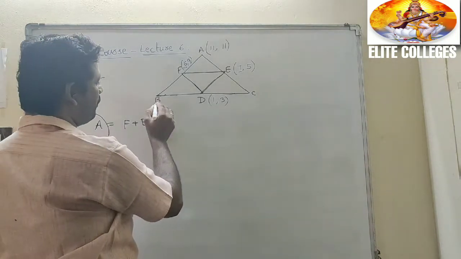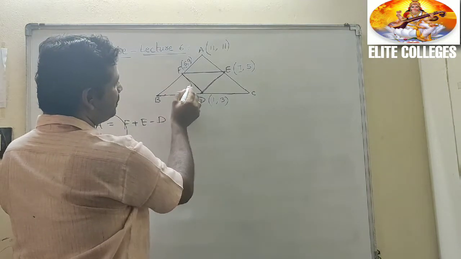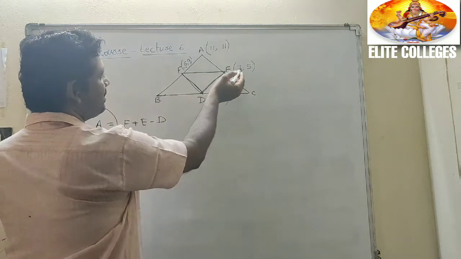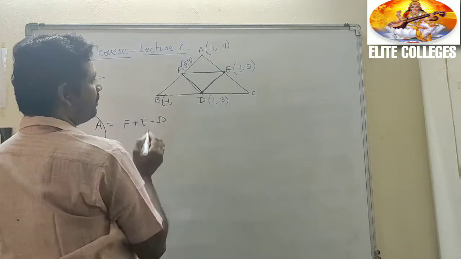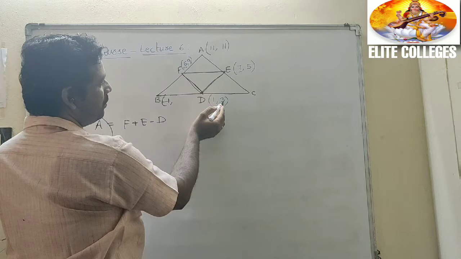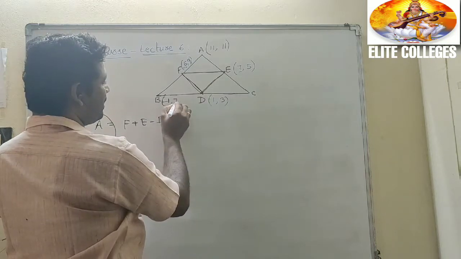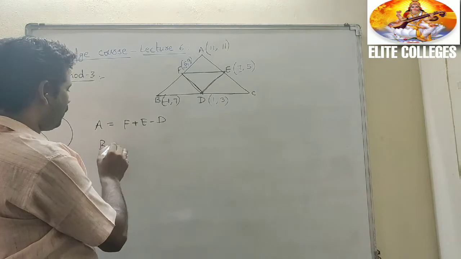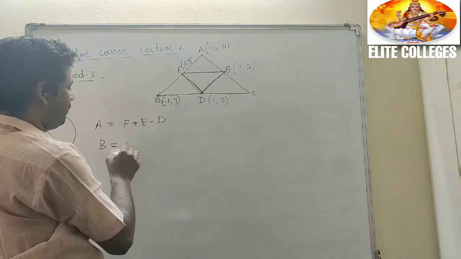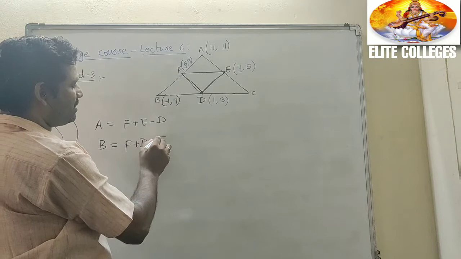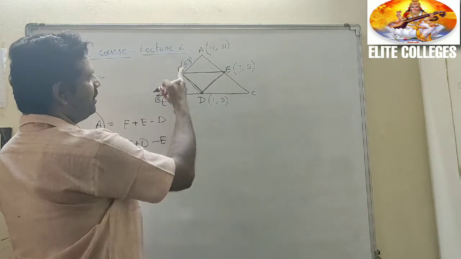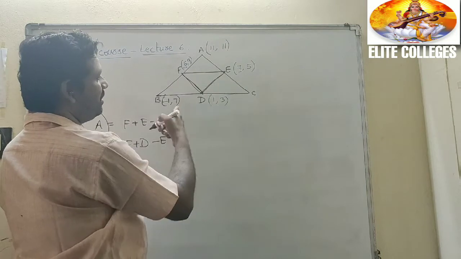And for the B point, add these two, subtract the opposite one. 5 plus 1, 6, 6 minus 7, minus 1. 9 plus 3, 12, 12 minus 5, 7. So that is easy. Again, for B point, F plus D minus E. 5 plus 1, 6, 6 minus 7, minus 1. 9 plus 3, 12 minus 5, 7.